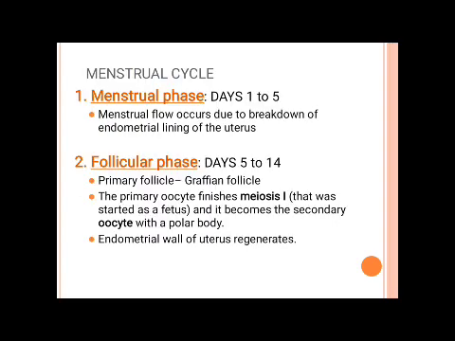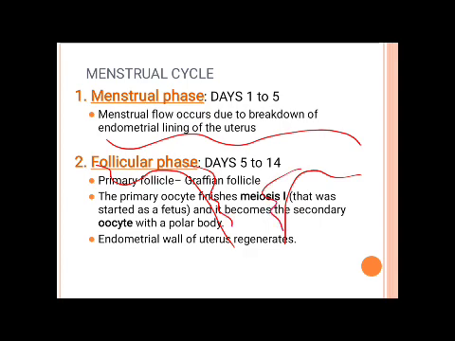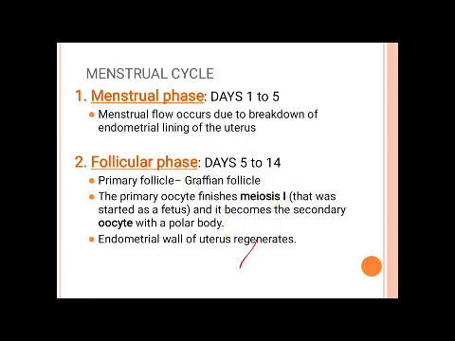Now there are some phases of the menstrual cycle. First one is the menstrual phase, days 1 to 5. Menstrual flow occurs due to breakdown of the endometrial lining of the uterus. For example, here the endometrial lining will shed, like this. That is the menstrual phase.